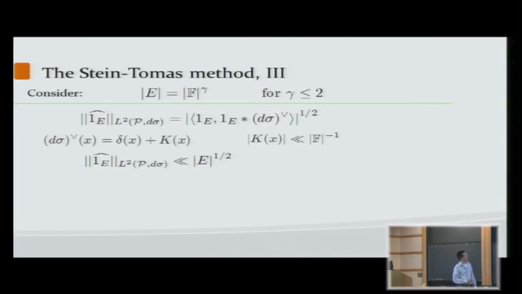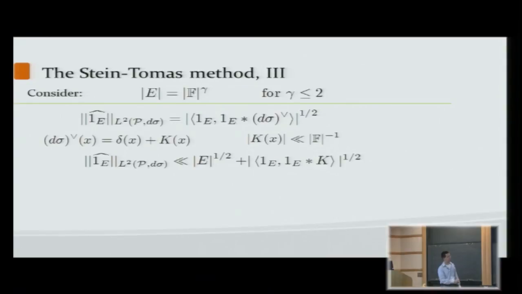And so now I can just plug this in for the convolution here. There's going to be one term which is E convolved with itself, which is just the characteristic function of E convolved with the delta, which is just itself. So when I do this, I'm just going to have the inner product of the characteristic function of the set with itself to the 1/2. So the contribution from the delta term is just going to be E to the 1/2. And then I'm going to have another term, from the convolution with this part that's small.